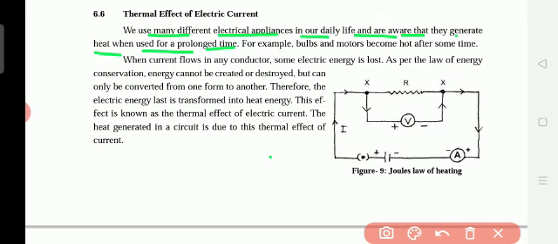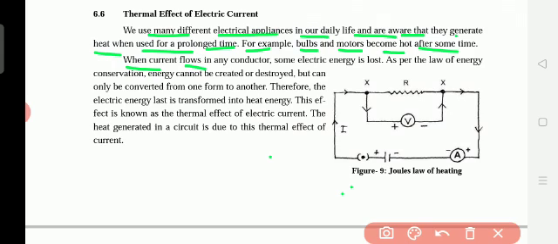Yes, for example, you put on the TV. After some time, when you touch the TV, it will be hot. And when we recharge the mobile, after some time, when we touch the mobile, it will be hot. Yes, and when we are continuously using the mobile, it becomes hot. So when we continuously use electrical appliances, they produce some thermal energy. Thermal means heat, some heat energy. For example, bulbs and motors become hot after some time.